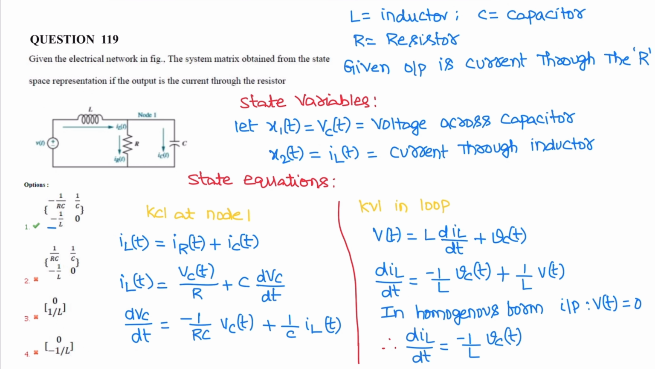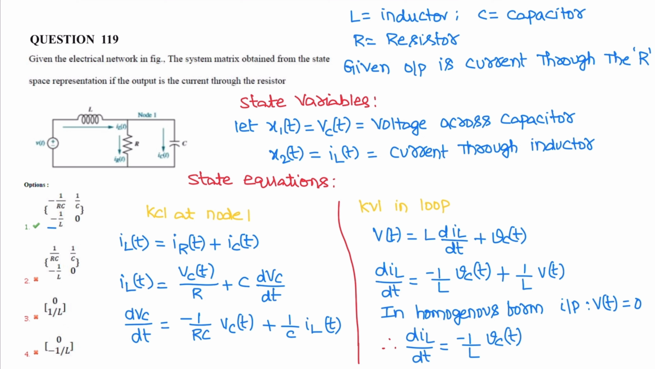Next question. Given an electrical network, we need to find the system matrix obtained from the state space representation if the output is the current through the resistor and the input is V(t). We need to find the state matrix. This network consists of L, an inductor, C, a capacitor, and R, a resistor. Also, the current through the resistor is the output.